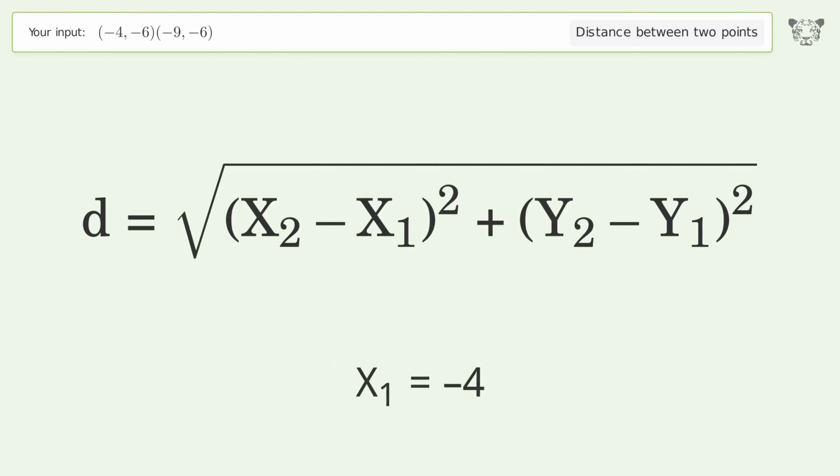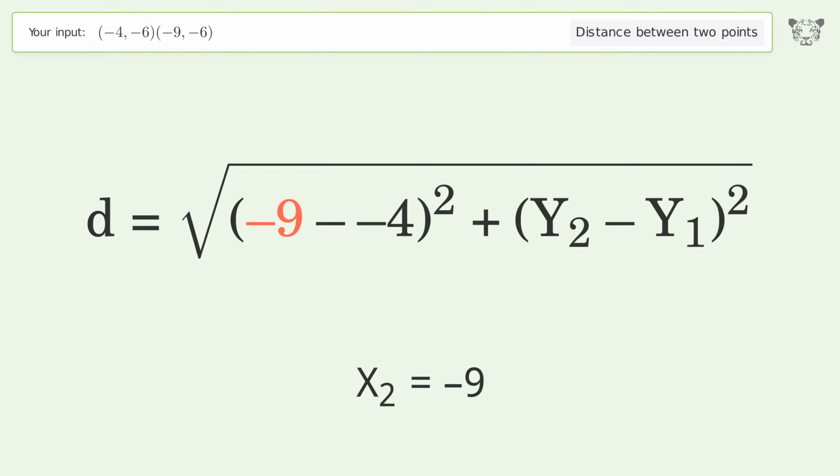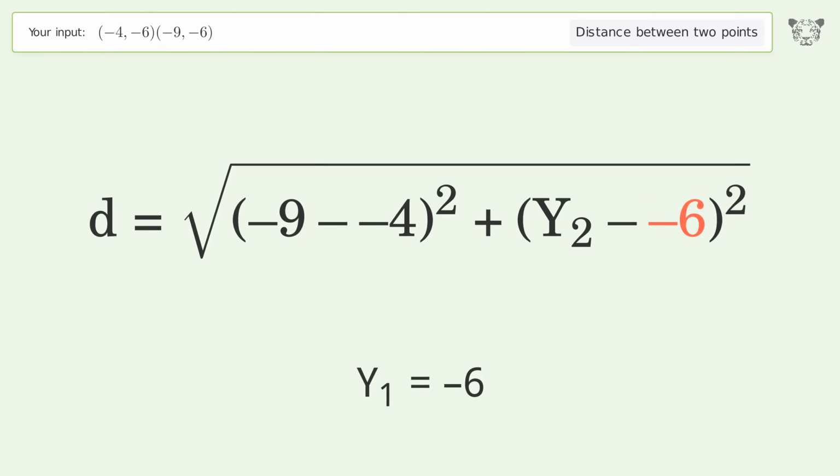x1 equals -4. x2 equals -9. y1 equals -6. y2 equals -6.